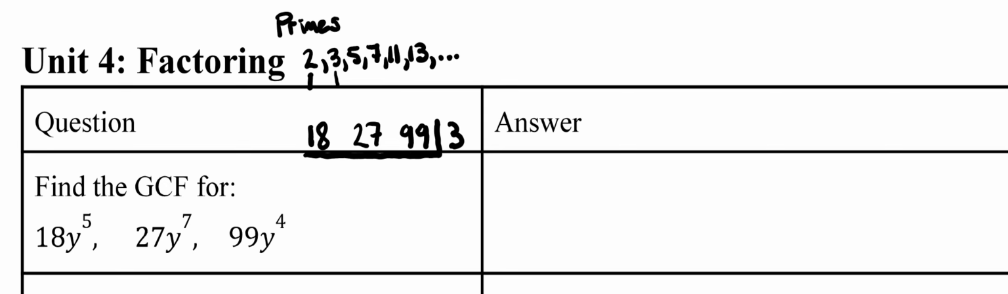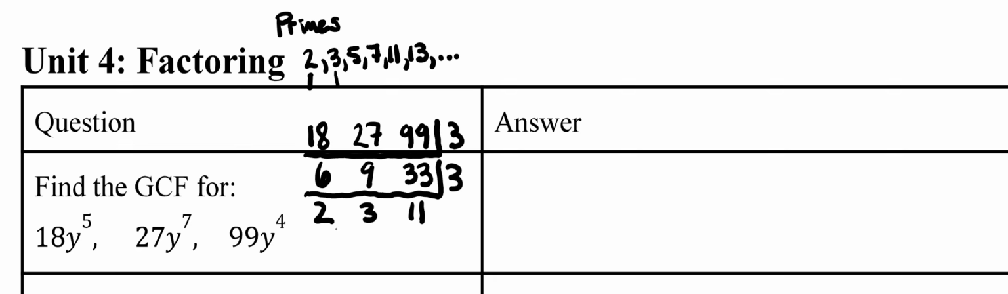I'm going to put the 3 right there. 3 goes into 18 6 times. 3 goes into 27 9 times. And 3 goes into 99 33 times. Quick inspection, 6, 9, and 33, all divisible by 3. So I'm just going to keep going. 3 goes into 6 2 times. 3 goes into 9 3 times. And 3 goes into 33 11 times.